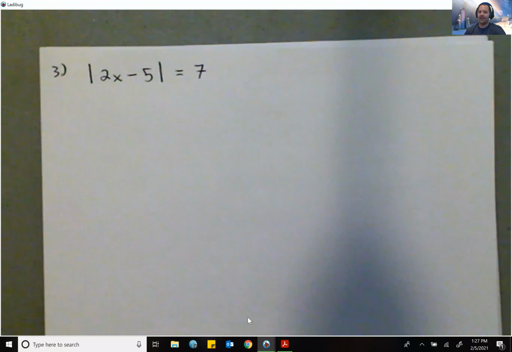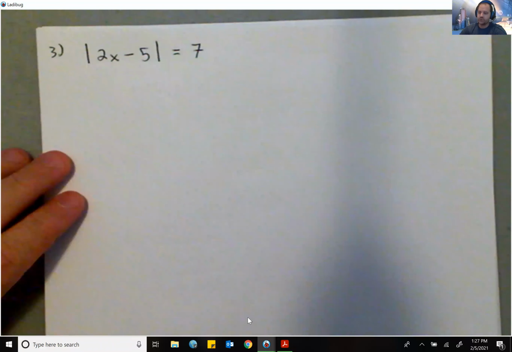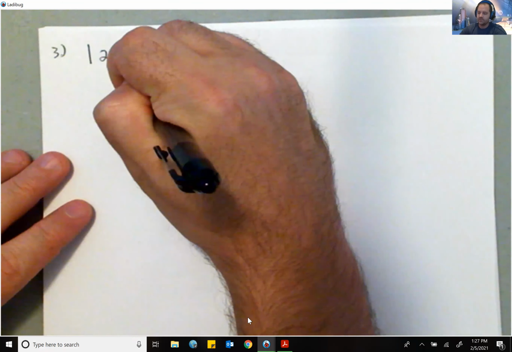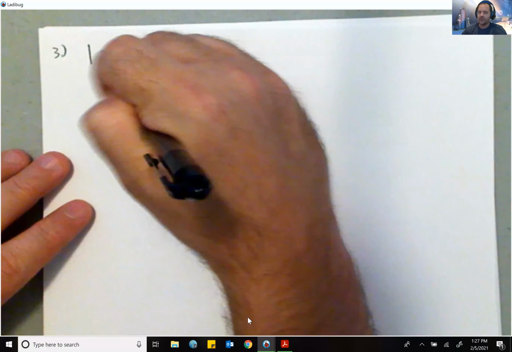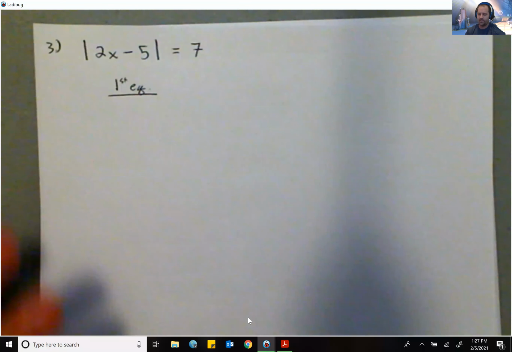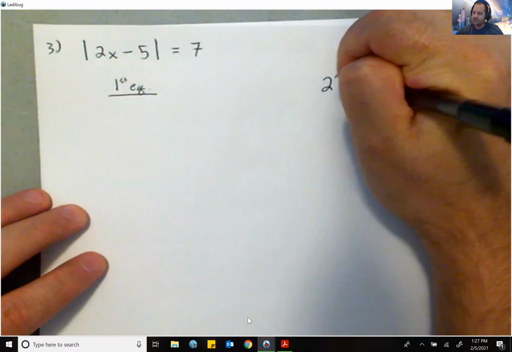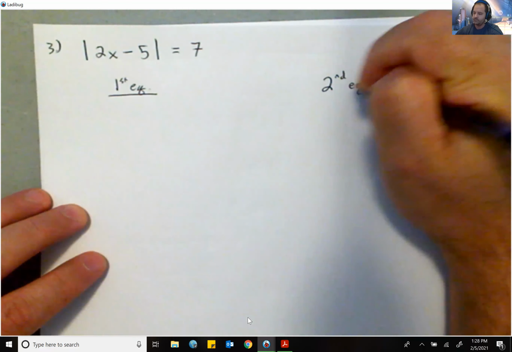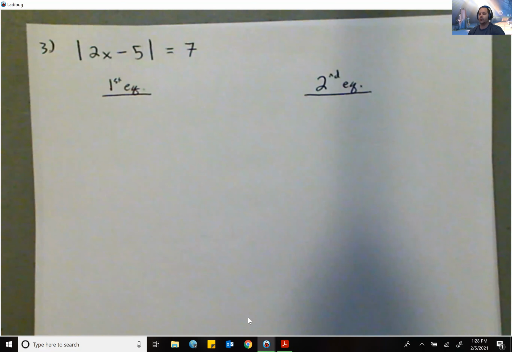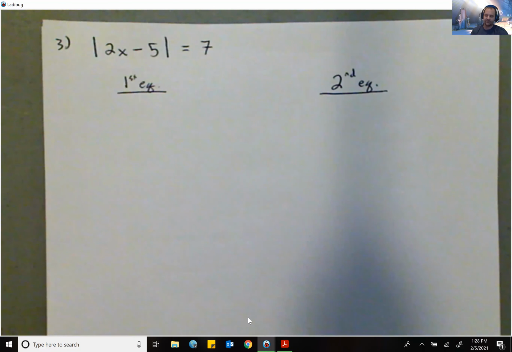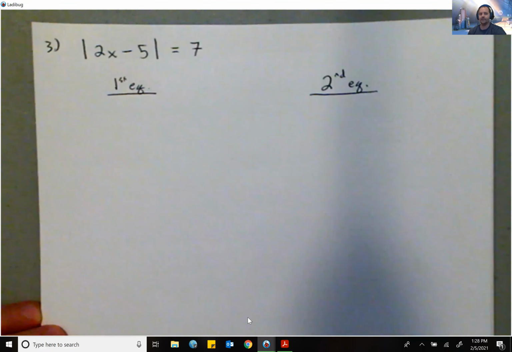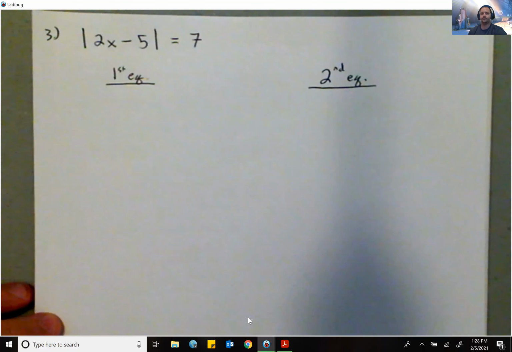If there are 2 answers, then that means there are 2 equations. The first equation you all are really good at getting. It's the second equation that tends to kick the booty. So let's talk about the first equation. What does this first equation look like? How do we get it?